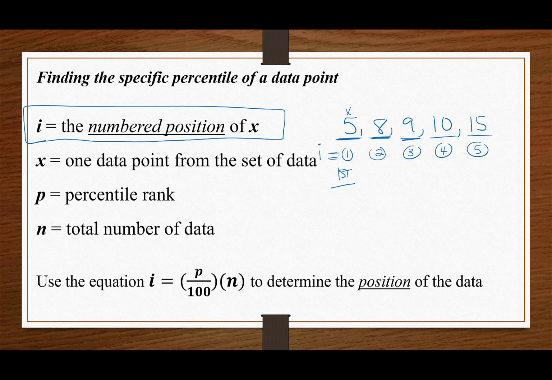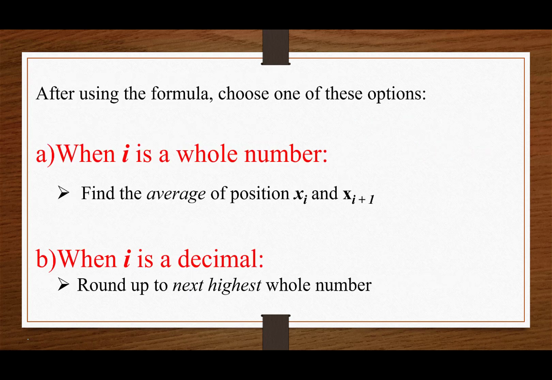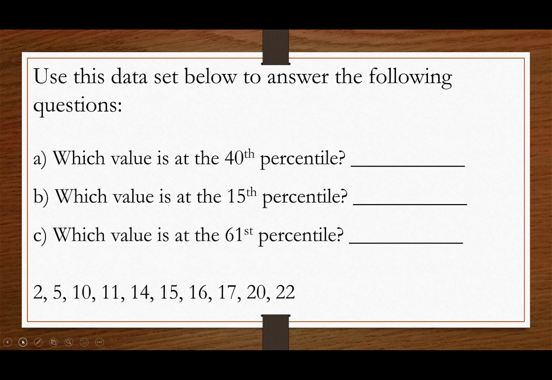If you need to pause the screen to copy this down, please do so. Okay, and then once you have identified I, you have two options, and you definitely need to write these two down in your notes. So again, if you need to pause the screen. Okay, so let's use all that information and answer a few questions. We have our data set down here below.